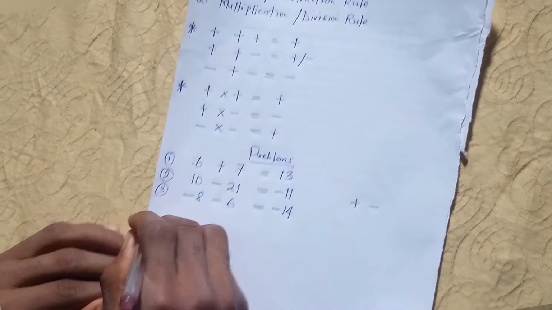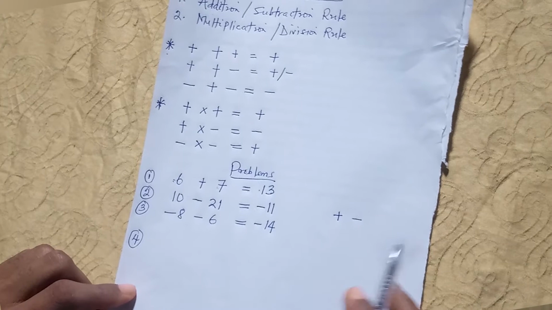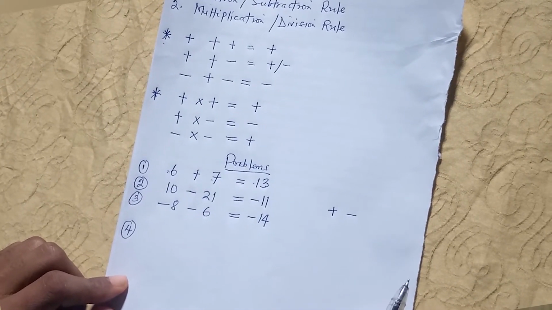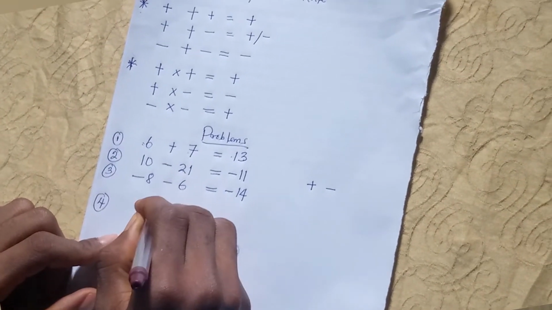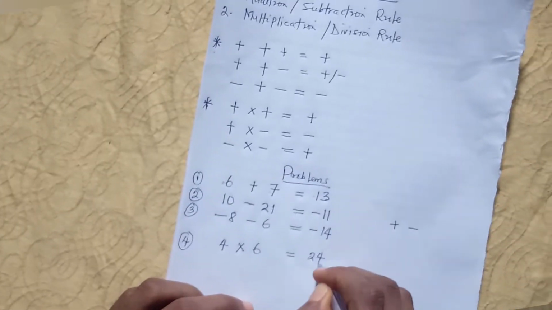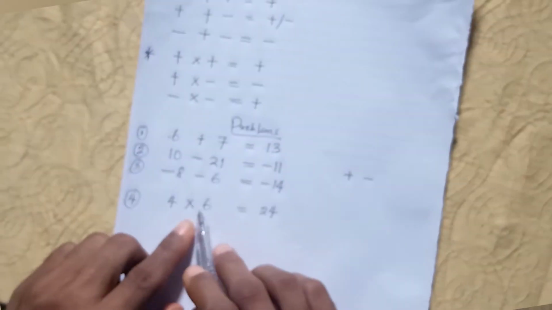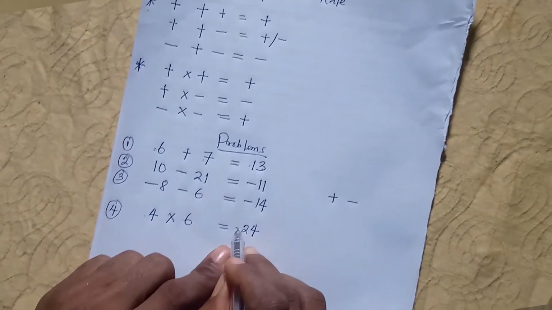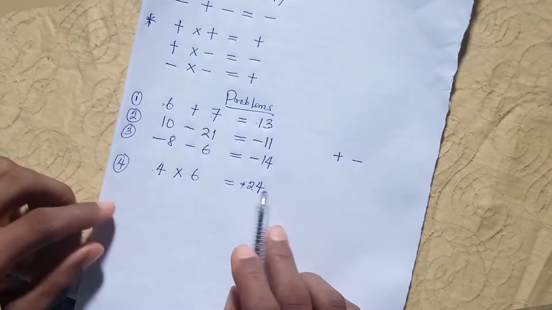Now, we continue from problem 4, where we will be looking at the multiplication and division rule. Problem 4, for example, we have 4 times 6. That gives us 24. How is that? We have a positive sign in front of 4 and a positive sign in front of 6. So plus times plus gives us a plus. There is a plus in front of 24, although we don't pronounce it. So 4 times 6 is 24. That's plus 24.